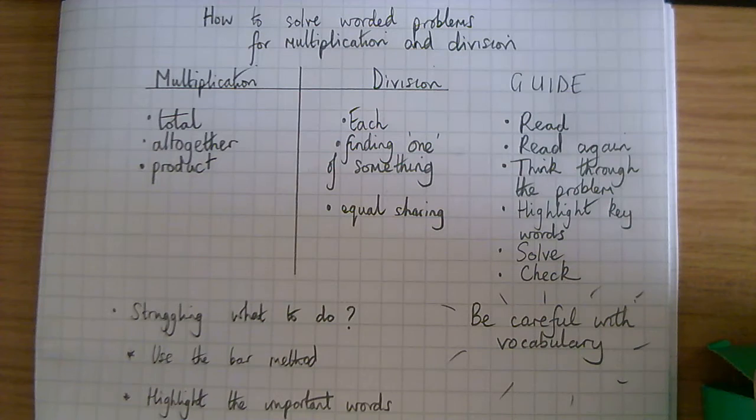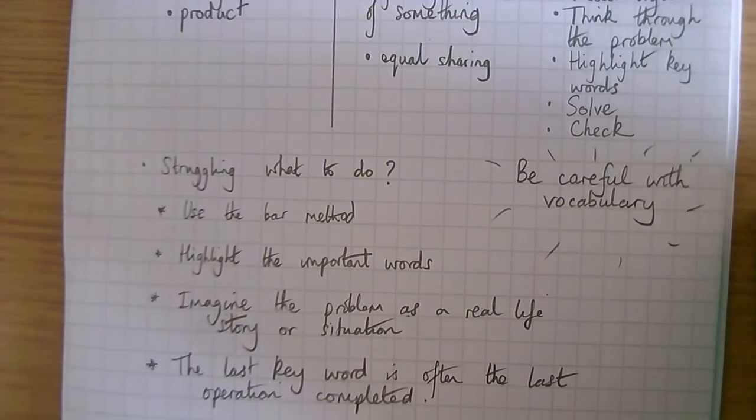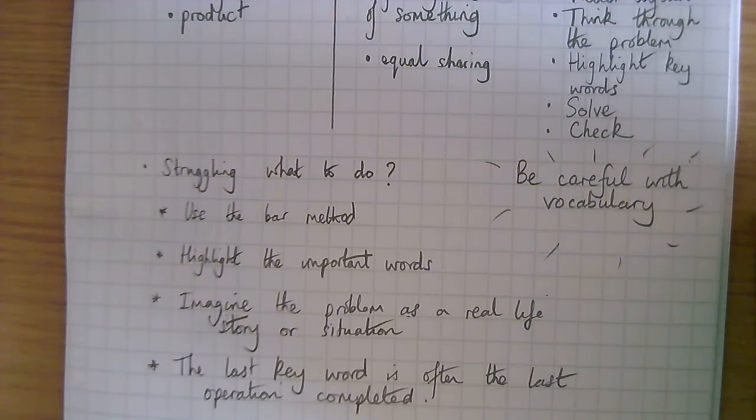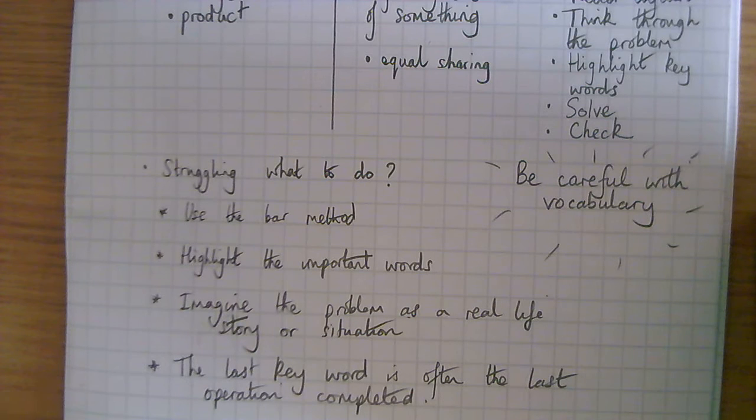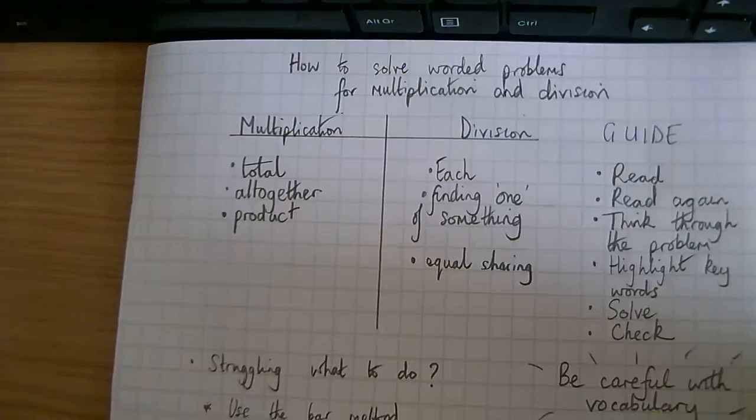So if you're struggling with what to do, you can use the bar method. You can highlight keywords, as we said. A really good way is to imagine the situation as a real life problem or story. And a really good little tip is the last keyword you see is often the last operation that you need to complete or the really important thing you need to do. Let's look at the keywords.